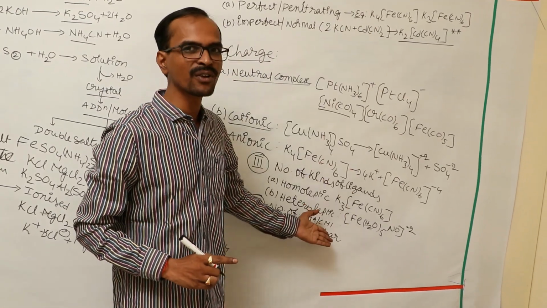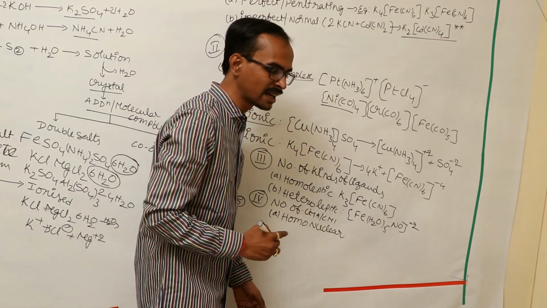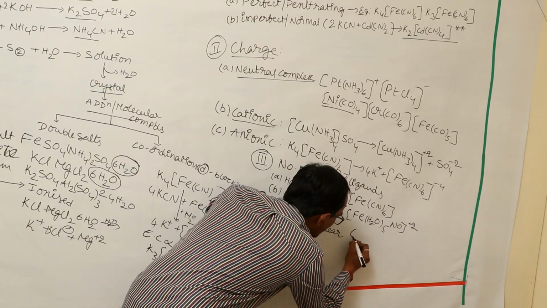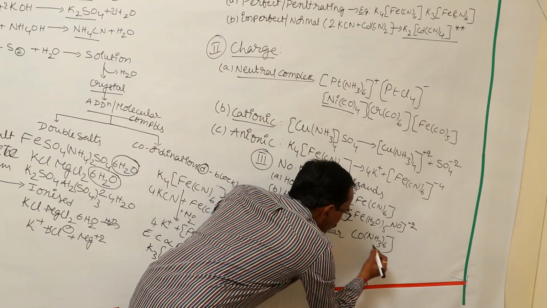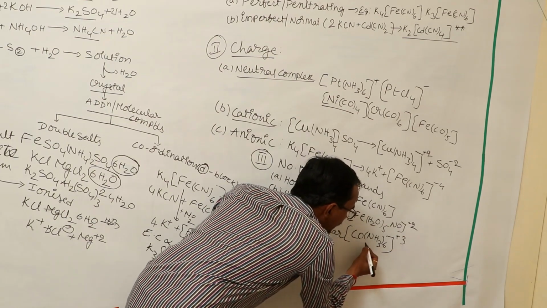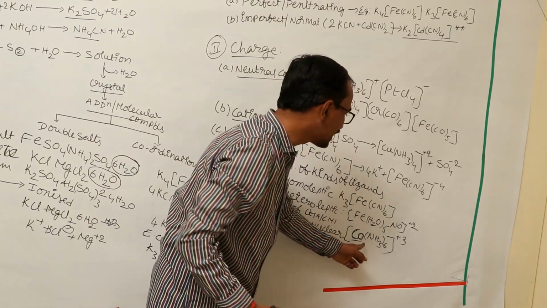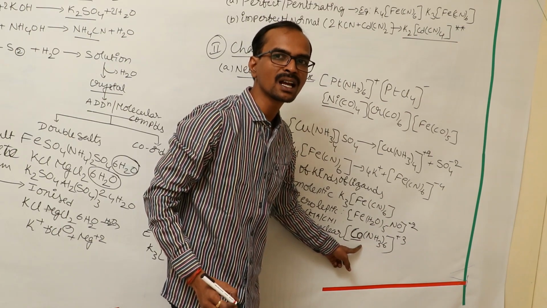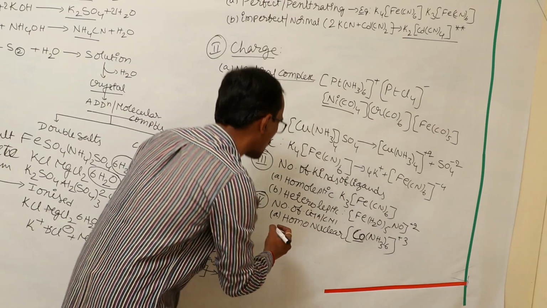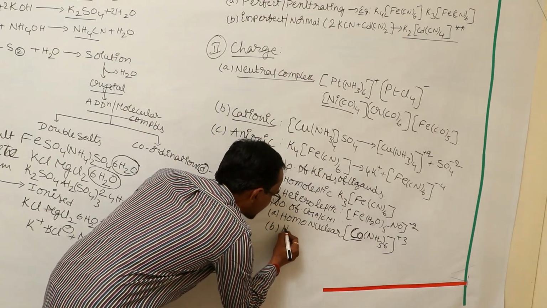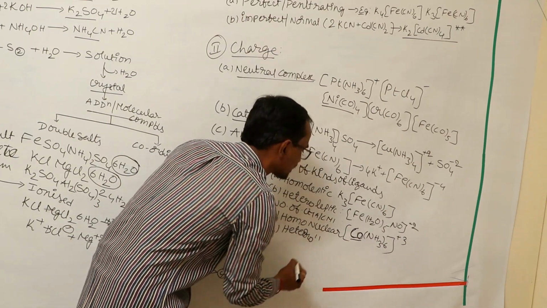All the complexes we quoted here are examples of homonuclear complexes. Or else let us take an example, [Co(NH3)6]3+. So here we have only one cobalt atom, Co. So it is an example of a homonuclear complex. If we have more than one central metal atom, they are called heteronuclear complexes. Homonuclear complexes and heteronuclear complexes.